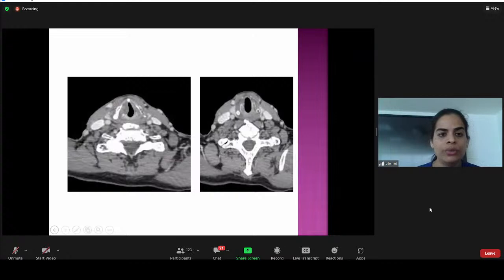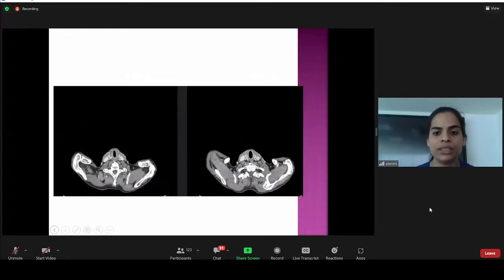This is the area of the true vocal cords, where the paraglottic space seems to be involved on the right side. Further down as we go, the subglottis seems to be free. The subglottis does not seem to be involved. These cuts are also just to show that the subglottis is free of disease.